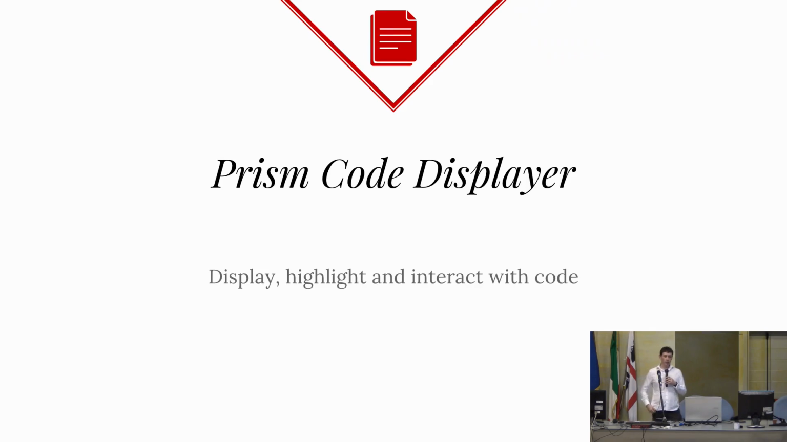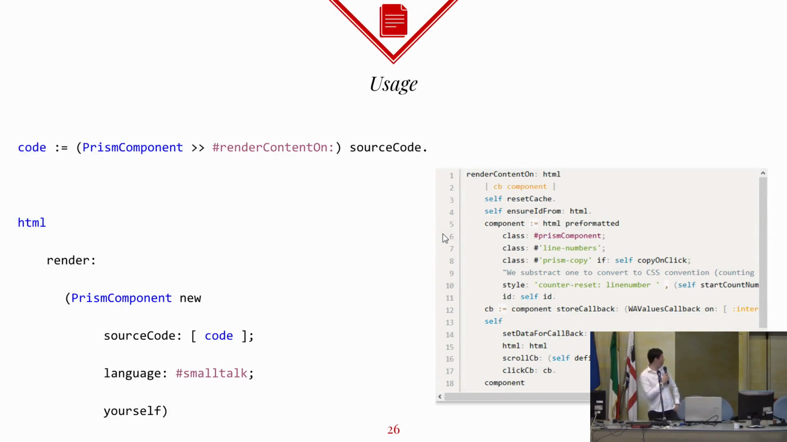And the last part we needed was to display code. Since we did software analysis, the user needed to see code at some times. So we decided to go with the Prism.js project that was already existing, and we did a binding of it. So here is how you use it. You just have to create a Prism component to tell it how you get your source code and the language for the highlighting, and it will display it on the web with line numbers, etc.